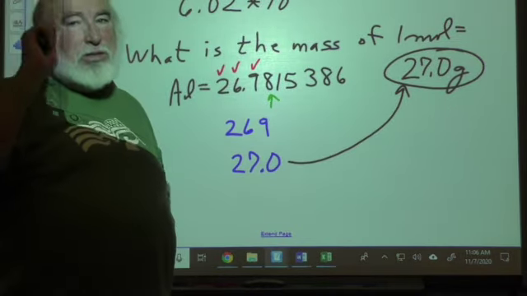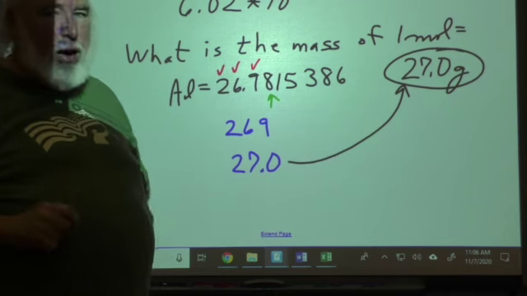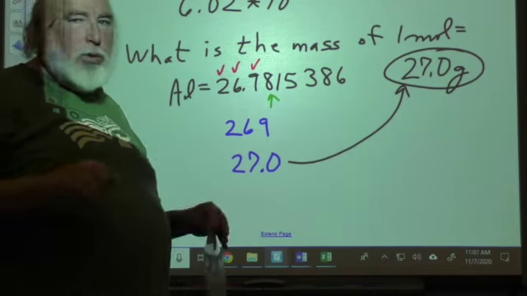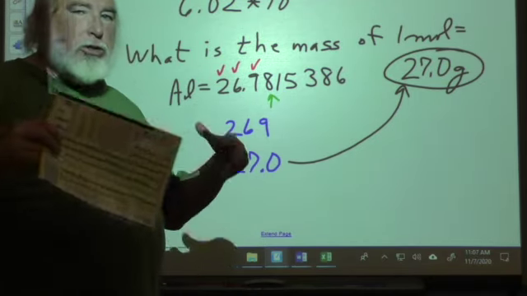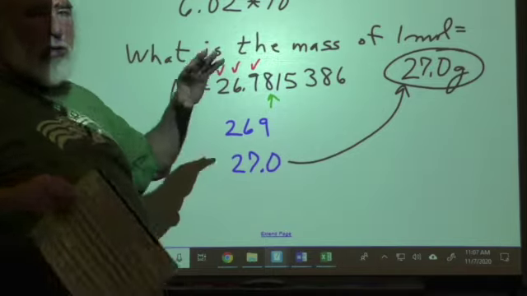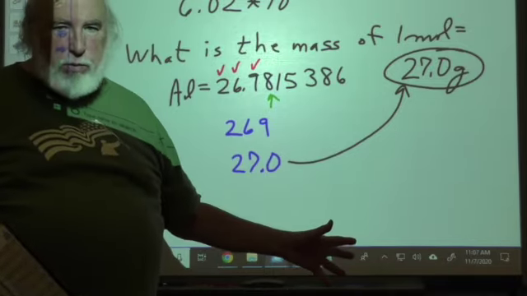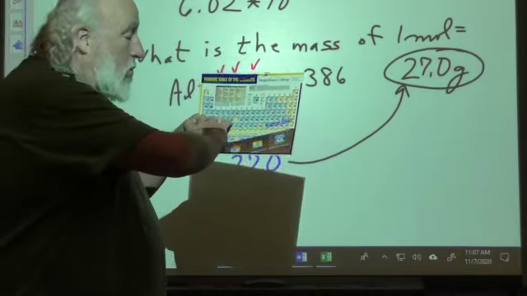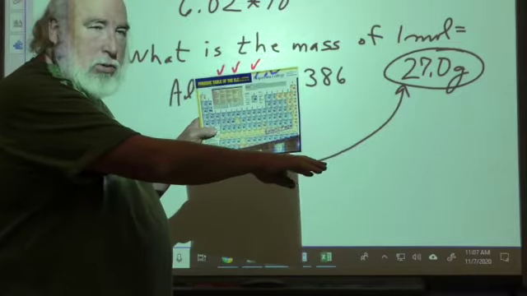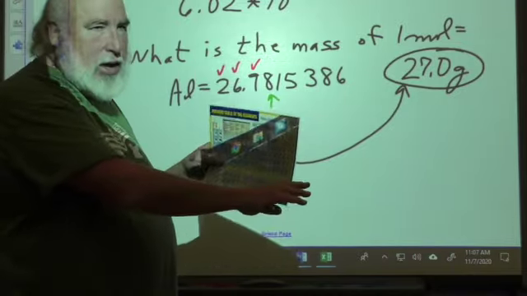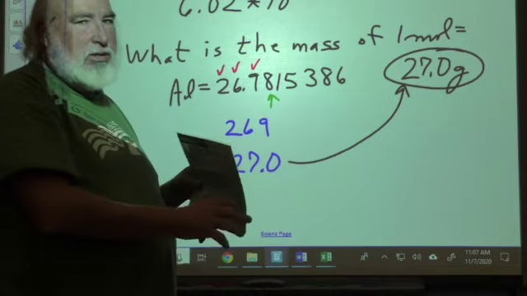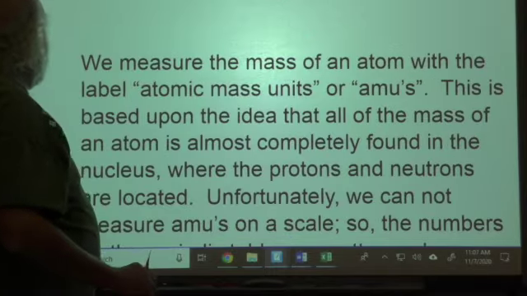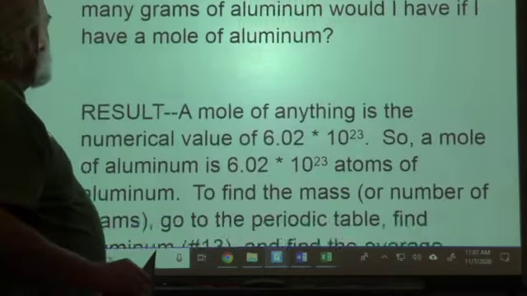1 mole is measured in grams. 1 atom is measured in AMUs, or atomic mass units. You've got to get that distinction. Okay, so when you go through the practice problems, make sure you keep thinking: number of atoms, 6.02 times 10 to the 23rd. Mass of 1 mole, the atomic mass unit, the average atomic mass, AAM, average atomic mass in grams instead of AMUs.